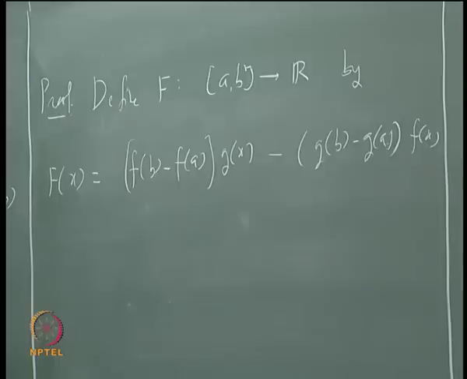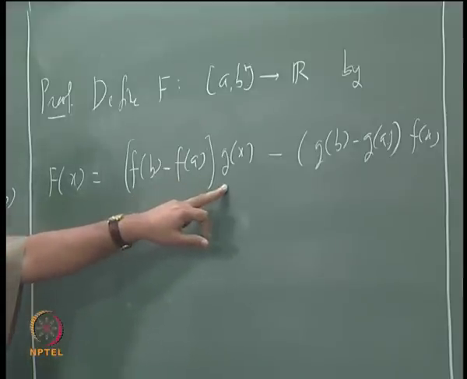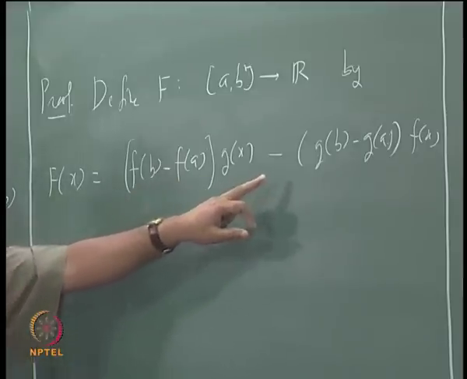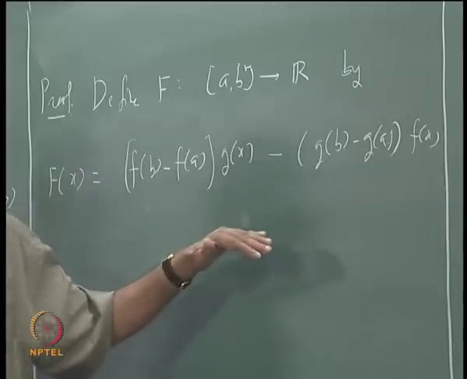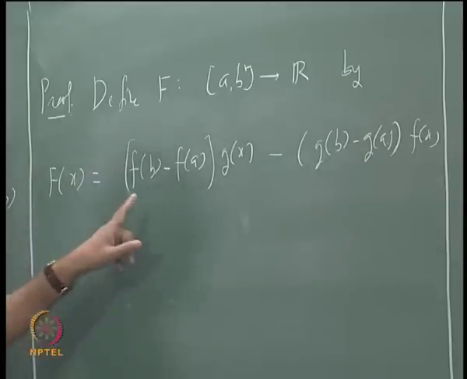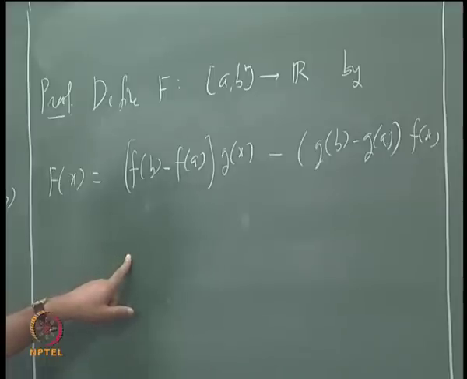Suppose we show that this function satisfies all the hypotheses of Rolle's theorem, then by Rolle's theorem we will say that there exists some C such that this big F prime at C is equal to 0. Is it clear that that will immediately give this, because big F prime at C is nothing but F(b) minus F(a) into G prime C minus G(b) minus G(a) into F prime C. So the only thing left now is to show that this big F satisfies all the hypotheses of Rolle's theorem.